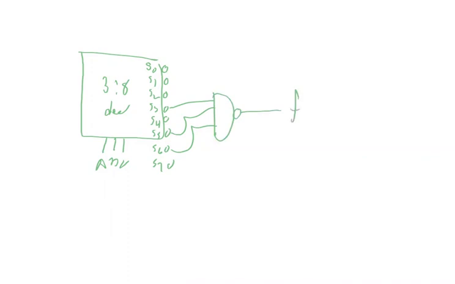Gave me a function. What is the function stated in canonical sum of products form? Would it be 3, 5, and 6? Exactly. 3, 5, and 6. How would I write out the truth table for such a function?